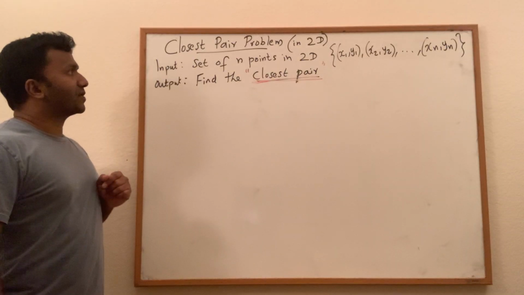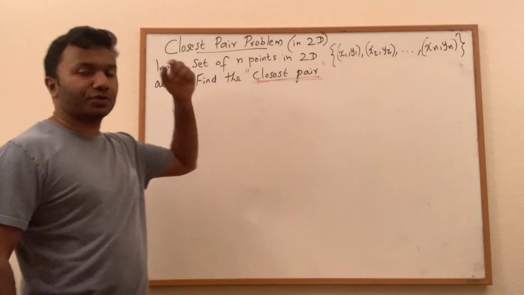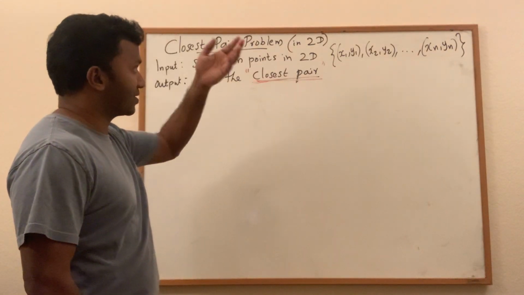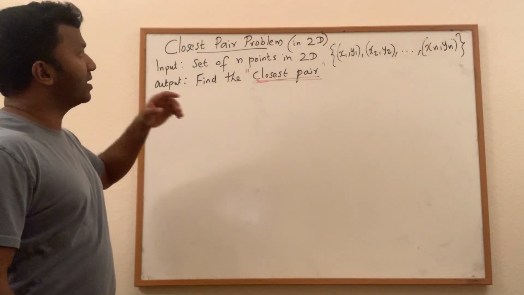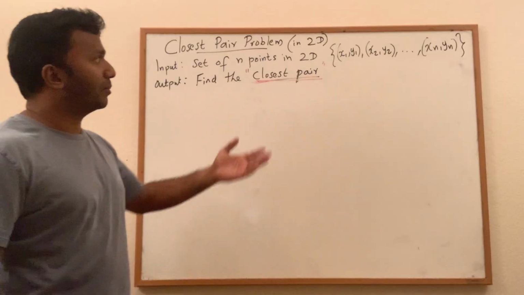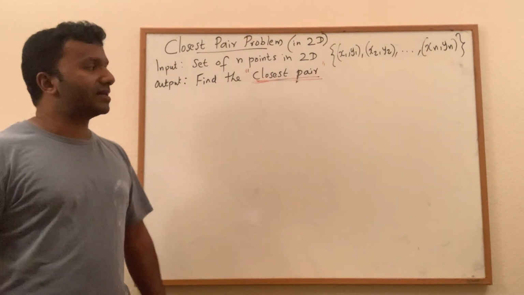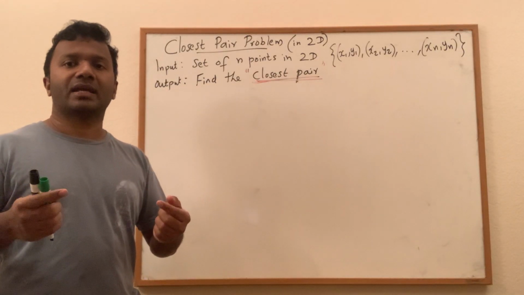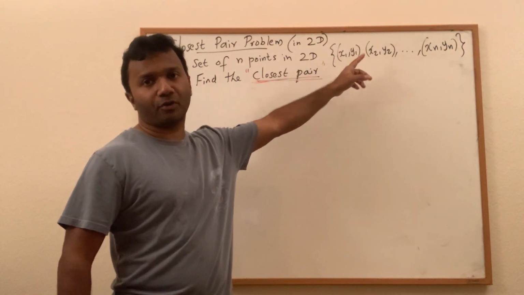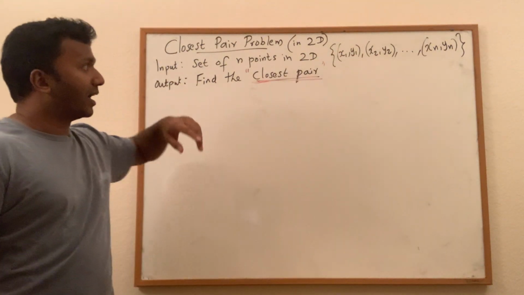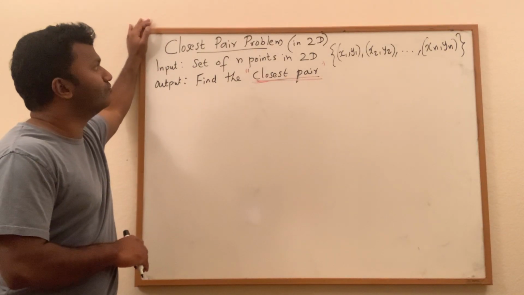Alright, so the closest pair problem in 2D. Here the input is a set of n points in 2 dimensions, let's say x1, y1, x2, y2 up to xn and yn. And our task is to find the closest pair of points in this set. In other words, we want to find the pair of points such that the distance between them is the minimum among the distance between all pairs of points within this set. And when I say distance, it is Euclidean distance here.